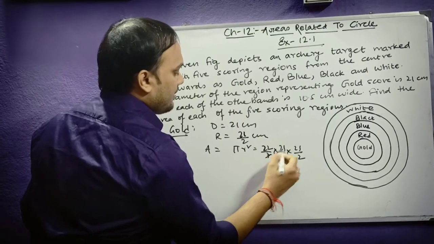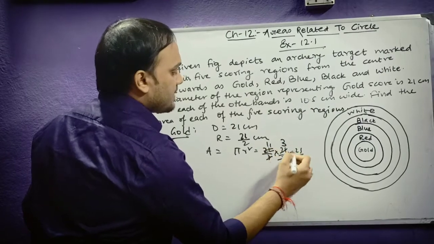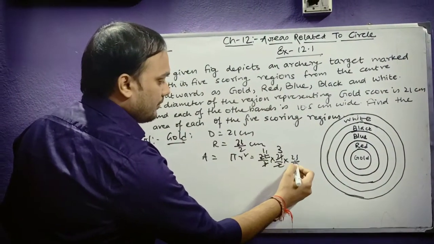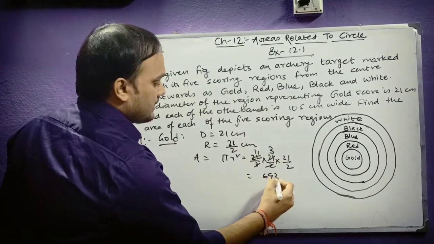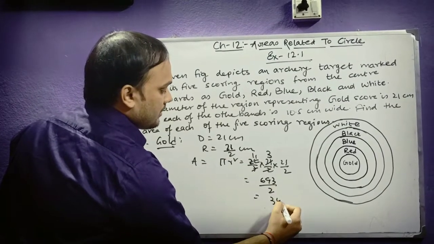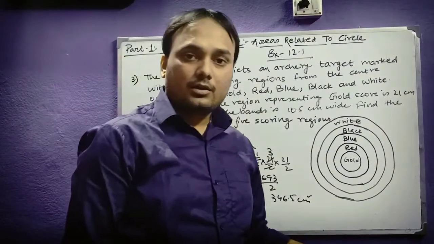So it will be 11 3s are 33, 33 into 21, okay, 21 3s are 63. 63 into 11, 693. 693 by 2, which is equal to 346.5 centimeters square. So in this way we got the area of the gold here.